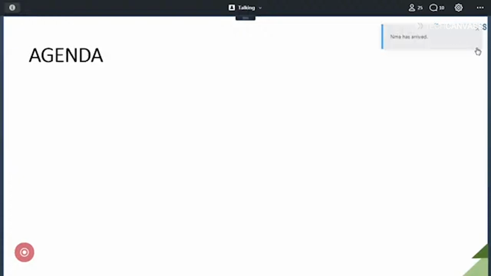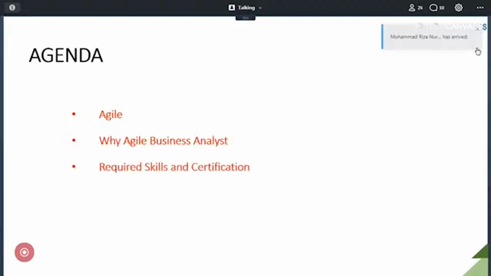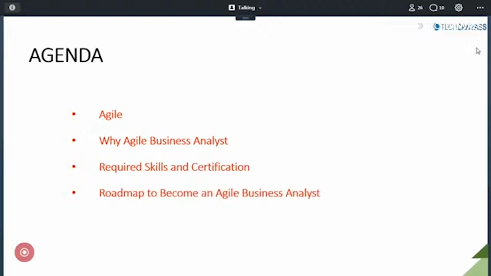Yeah, so today's agenda is Agile background, a bit of setting the Agile context for today's webinar, why Agile Business Analyst, the required skills and certification, and the roadmap to become an Agile Business Analyst. The takeaways by attending this session: you will have an understanding of business analysis in an Agile environment and how you can prepare for becoming one. So, all right, let us get started.